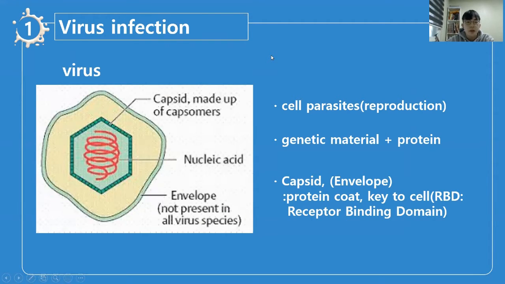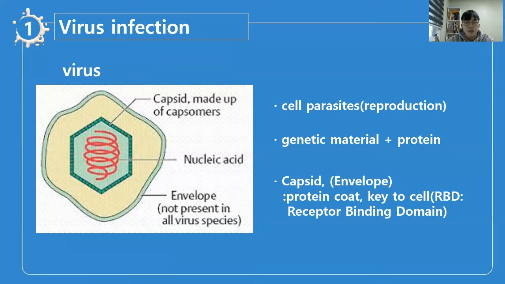The first way that viruses make us sick is through virus infection. But before we go deeply into virus infection, we have to know what a virus is. To put it simply, viruses are cell parasites. Since viruses cannot reproduce by themselves, they need living host cells of bacteria, animals, and plants to reproduce.